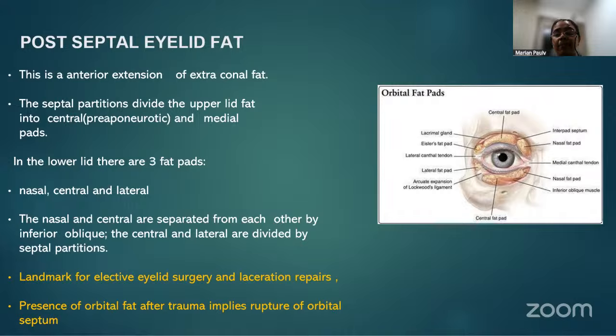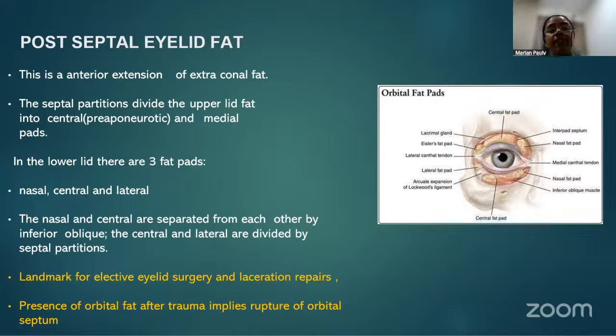This anatomy is important, especially in doing blepharoplasty. And it's an important landmark for laceration repairs also. While doing lid laceration repair, if you are incorporating the septum, the patient can have lagophthalmos. So we have to differentiate the septum from the levator muscle that is again underneath, by a simple test where you can ask the patient to move up and down. The levator will move along with the movements of the globe, whereas the septum will not move.